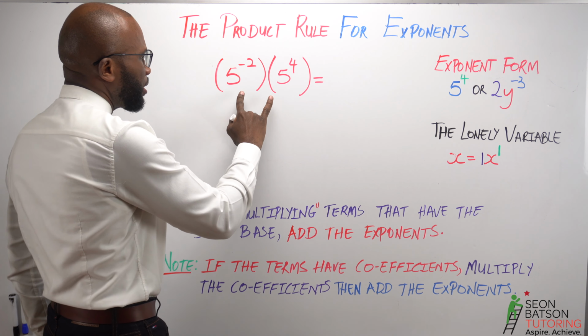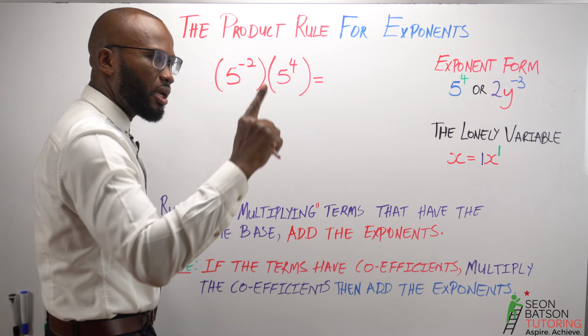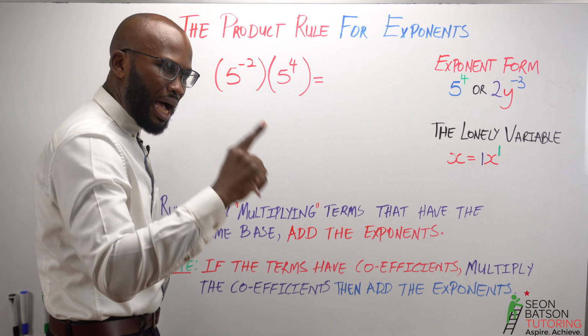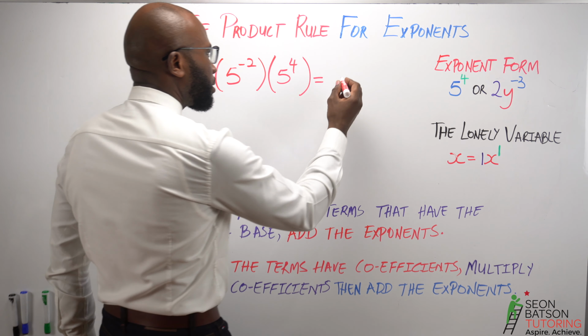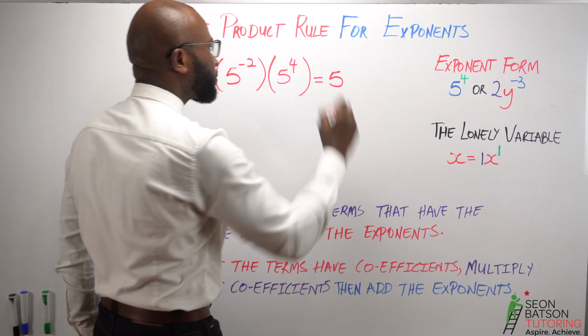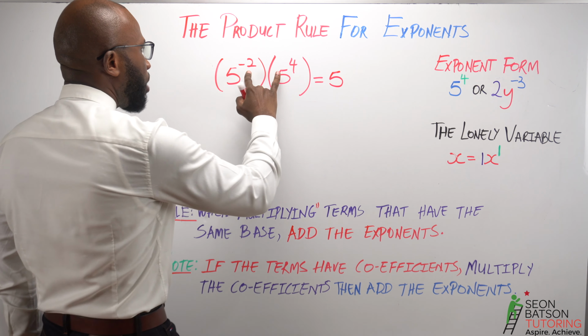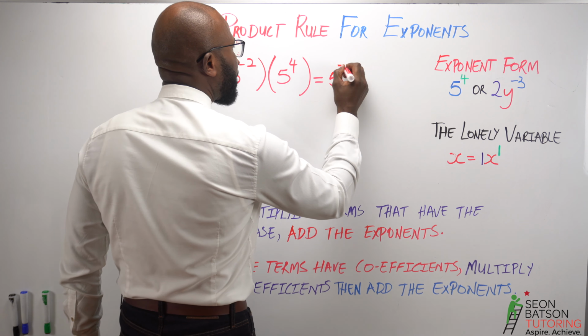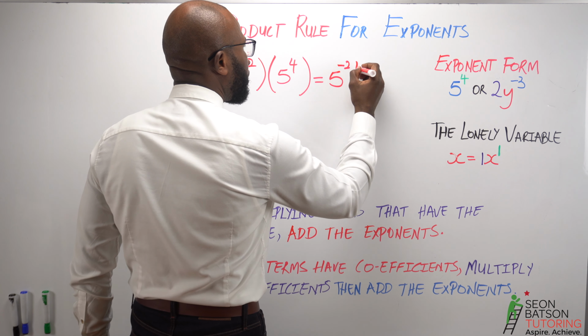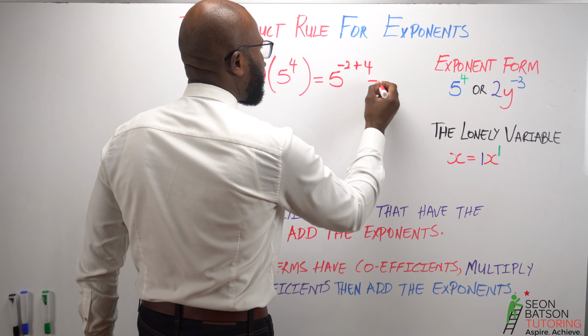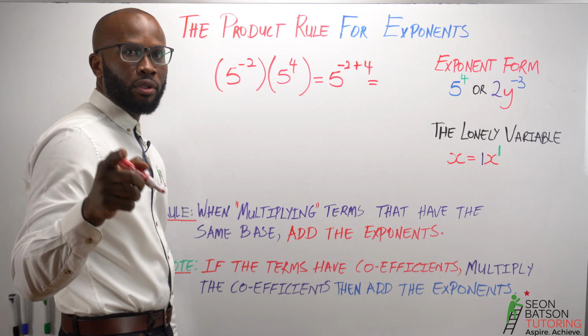So again, remember, the bases stay the same. You never add or multiply the bases. The base is 5, so the 5 stays. Then we add our exponents. Negative 2 plus 4. And what is negative 2 plus 4?